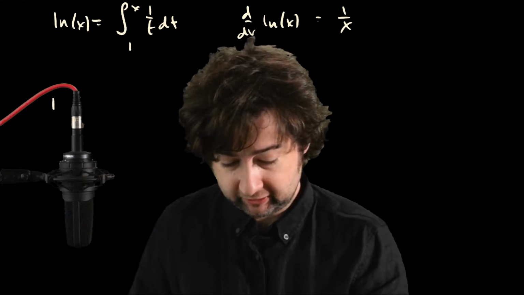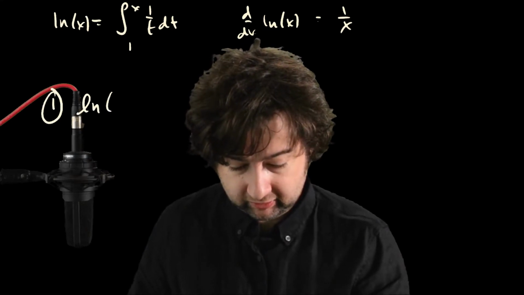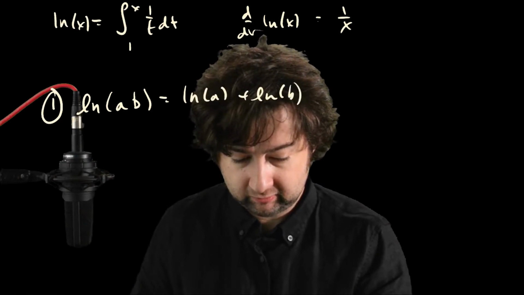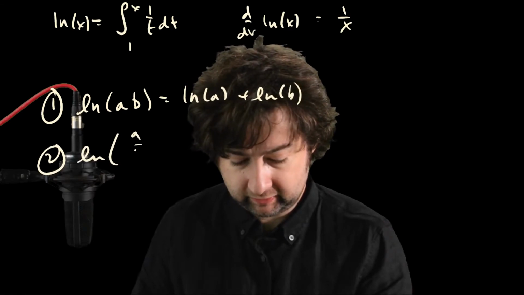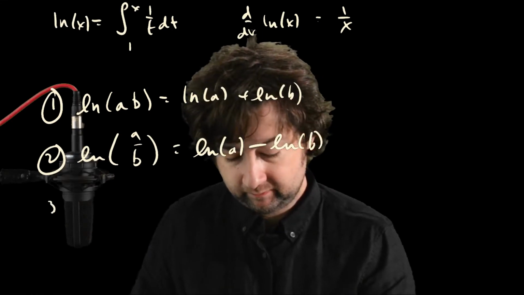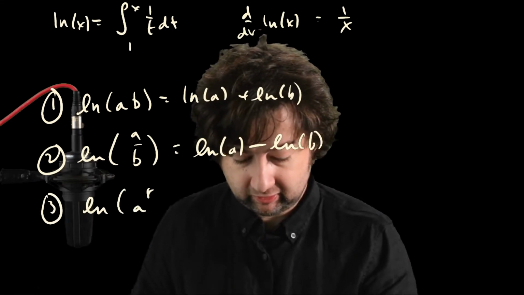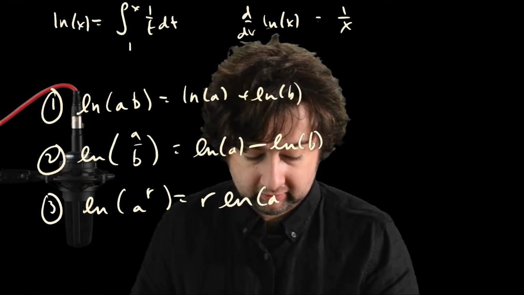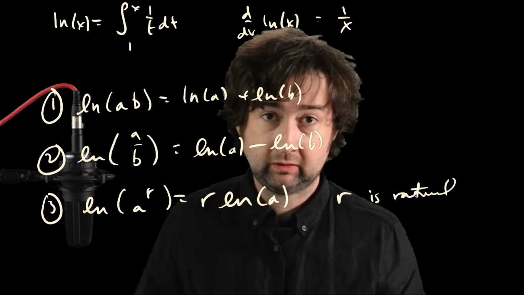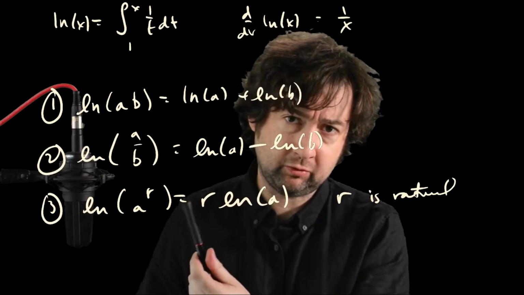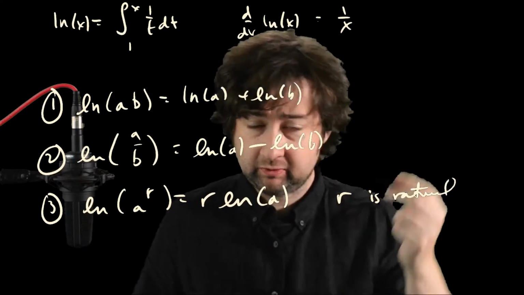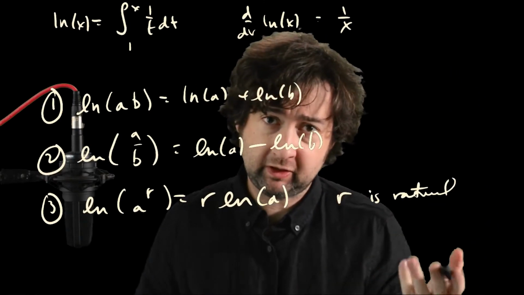So there's 3 rules of logs. The natural log of a times b is equal to the natural log of a plus the natural log of b. The natural log of a divided by b is equal to the natural log of a minus the natural log of b. And the natural log of a to the r is equal to r natural log of a, if r is rational. That just means that this represents some sort of square root type expression. So I'm going to use the fact that we have these rules up here to prove a couple of these properties, and then one of them will be left for an exercise.